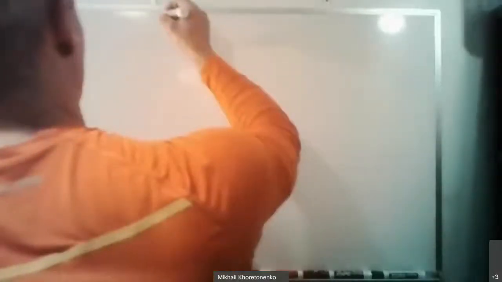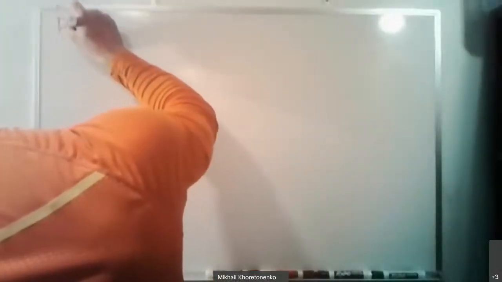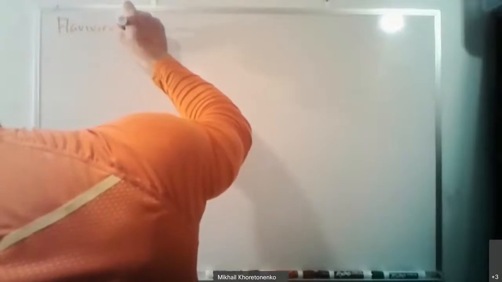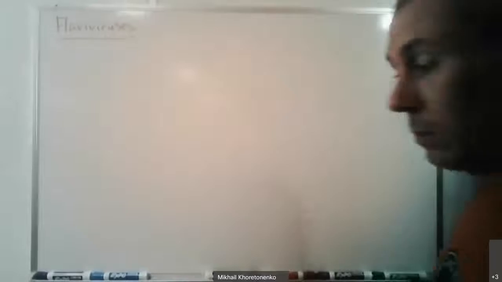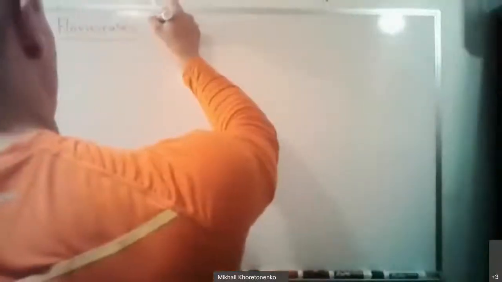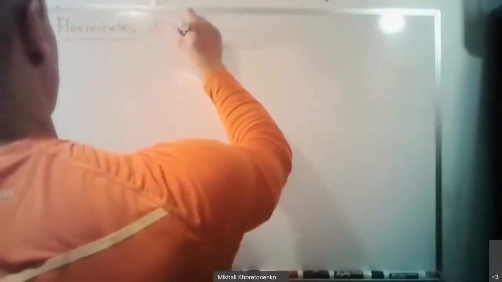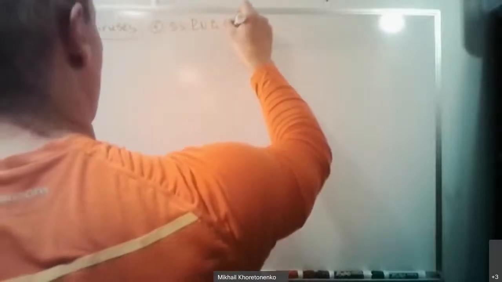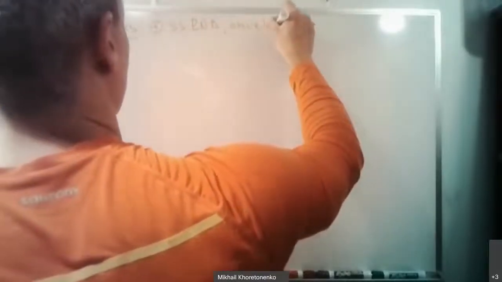So the next group of viruses that I wanted to go over quickly, just to make sure that I cover them, is flaviviruses. The name flavi comes from the Latin word for yellow, because it was named after yellow fever. So those are positive, single-stranded RNA, non-segmented viruses with an envelope.